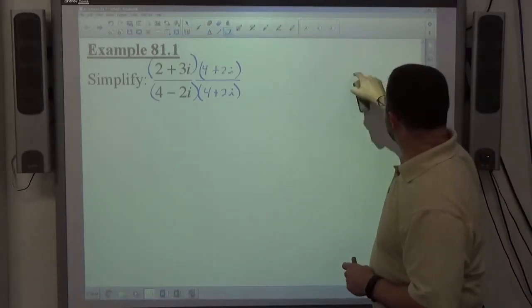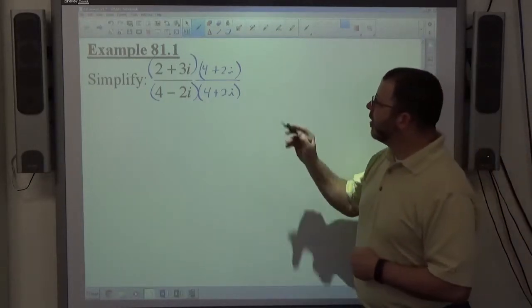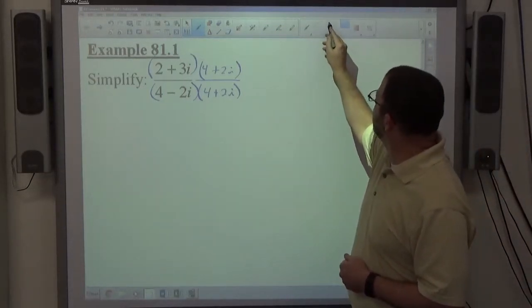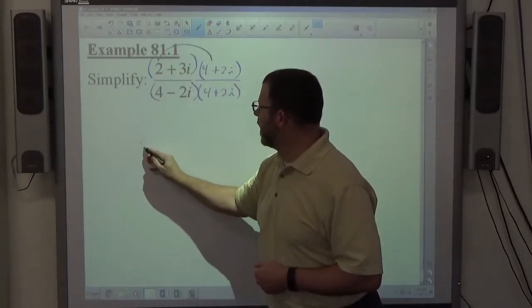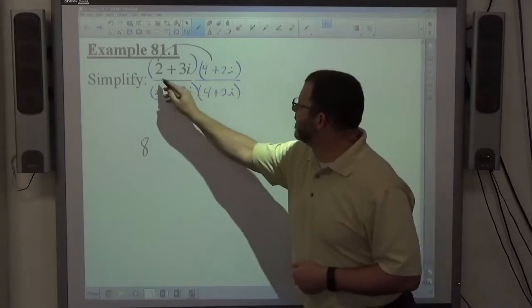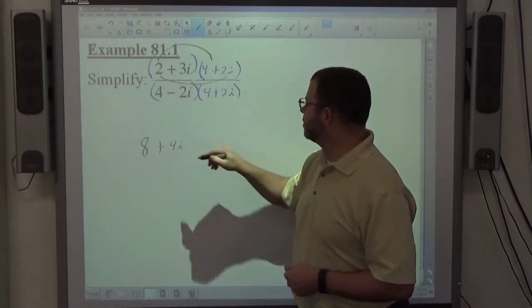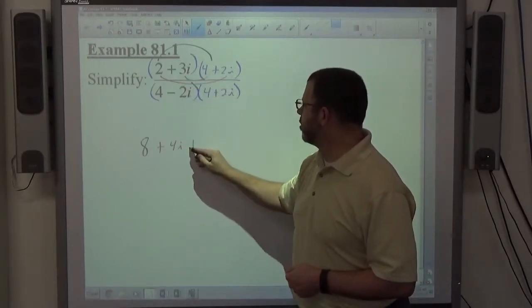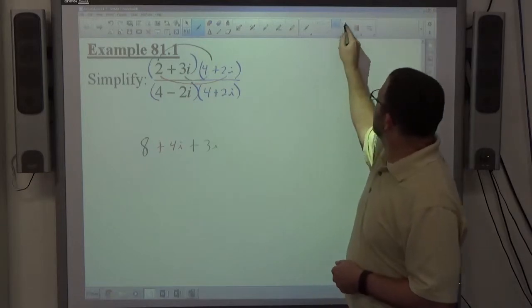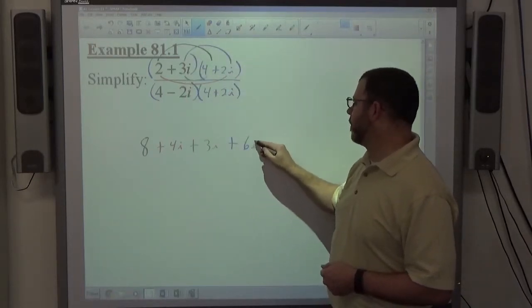Now once I've established how I'm going to go about fixing it, I need to actually do the multiplication. The top is a basic FOIL situation. First times first, 2 times 4 makes 8. Outside times outside, 2 times 2i makes plus 4i. Inside times inside, 3i times 4 makes plus 12i. Last times last, 3i times 2i makes positive 6i squared.